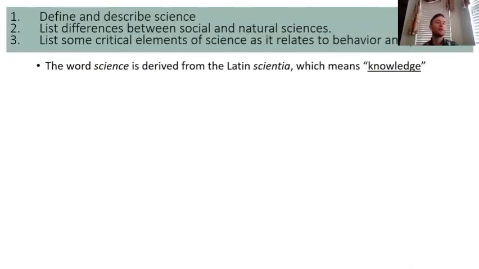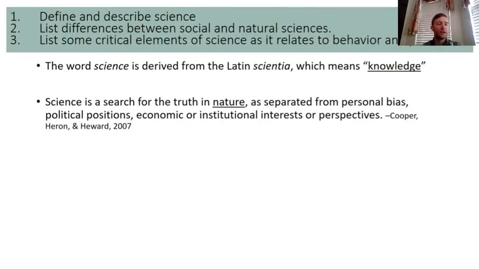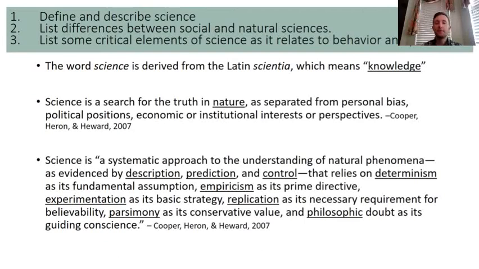Objectives 1 through 3. The word science is derived from the Latin scientia, which means knowledge. And science is a search for the truth in nature, as separated from personal bias, political positions, economic or institutional interests, or perspectives. That's from Cooper, Heron, and Heward in 2007. Science is a systematic approach to understanding of natural phenomena. Now this quoted definition of science is from Cooper, Heron, and Heward 2007.